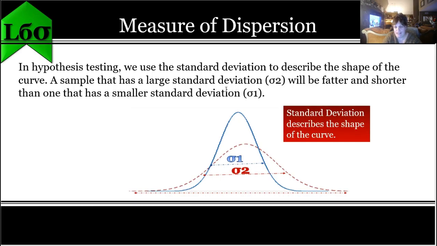Okay, so standard deviation, again, describes the shape of the curve. If we have a smaller standard deviation, it's going to be tighter and the peak is going to be taller, okay? And if we have a larger standard deviation, it's going to be fatter and the peak will be shorter.